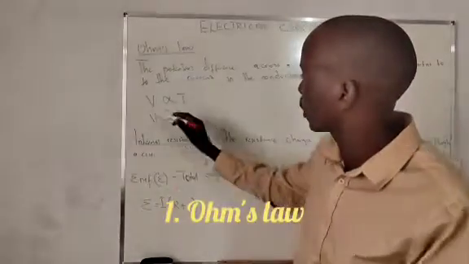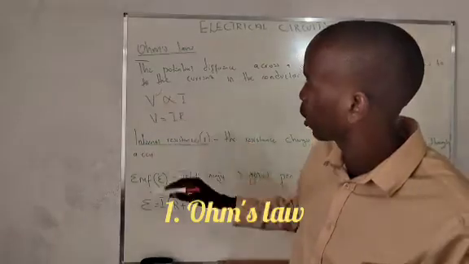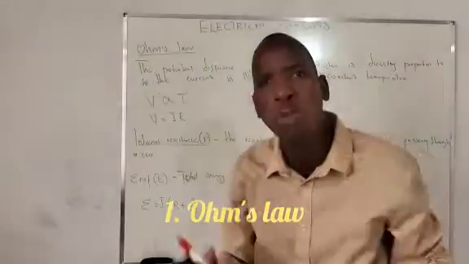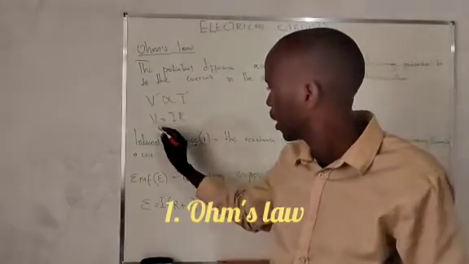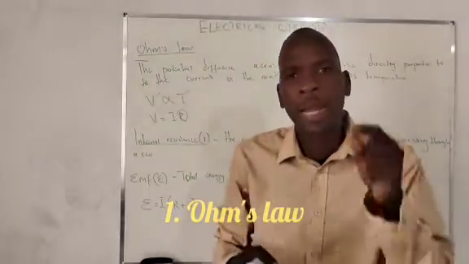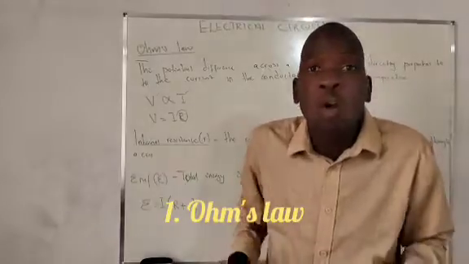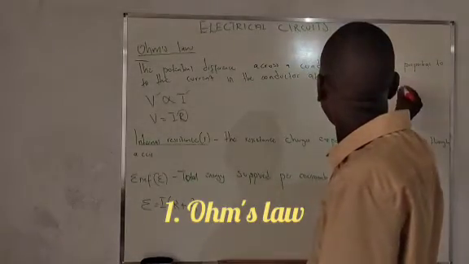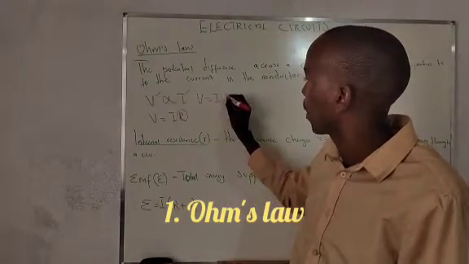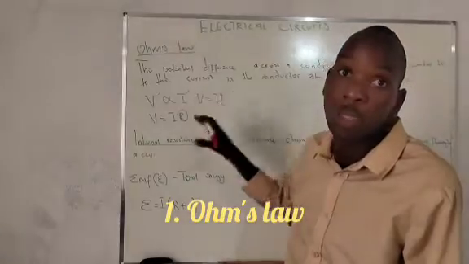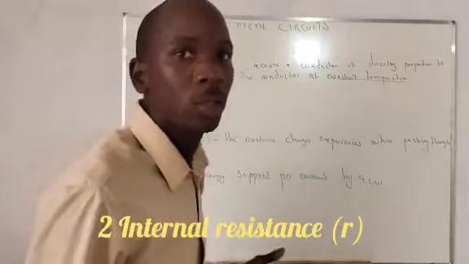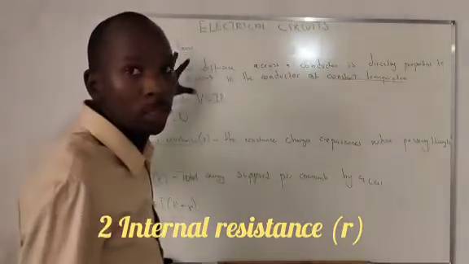So it says that the potential difference across the conductor is directly proportional to the current across the conductor. For Ohm's law to be valid, the resistance of a conductor has to be constant, and the resistance of a conductor can only be constant if the temperature across the conductor is constant. So V equals I times R. This is known as Ohm's law. When this definition comes in the exam, it will come with 2 marks. This is the first definition.